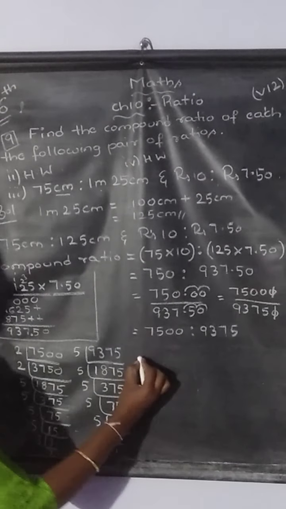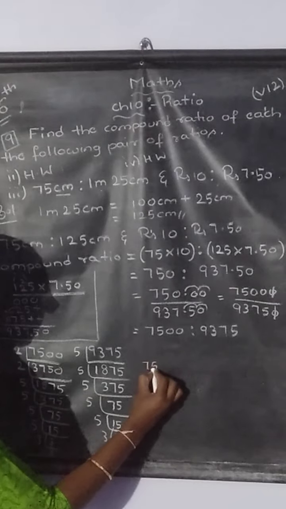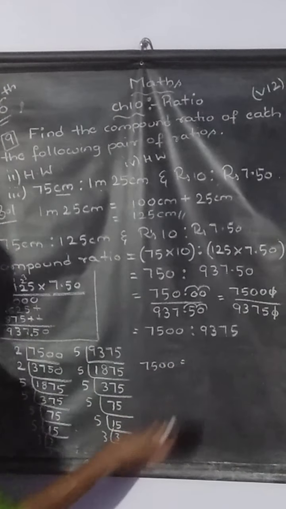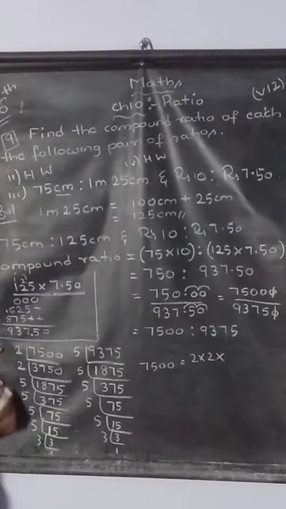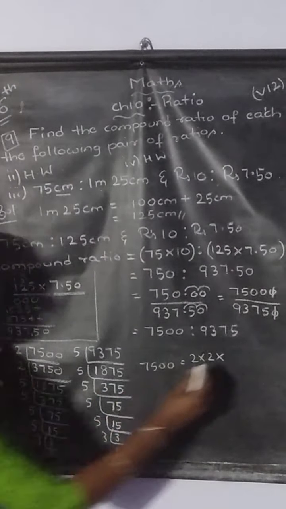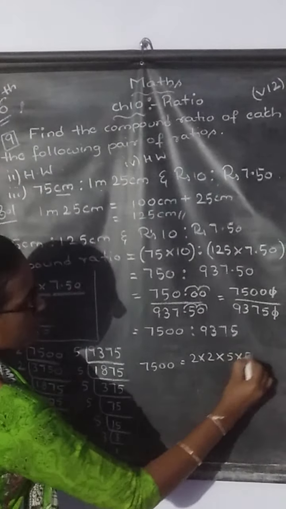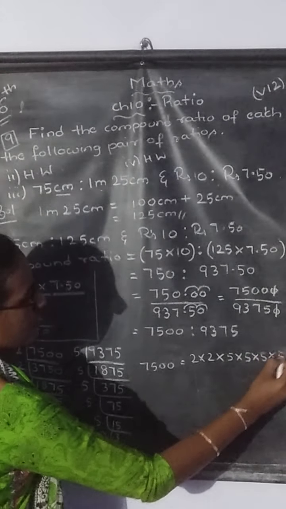Okay. So you can write 7500 as, how can you write 7500? 2 into 2 into 3 into 5 into 5 into 5 into 5. How many 5s? 4 5s. 1, 2, 3, 4, 5s.